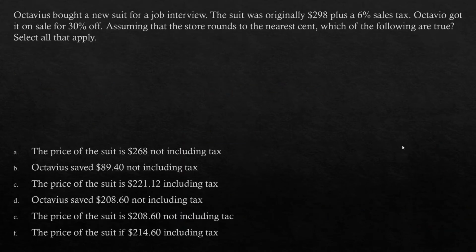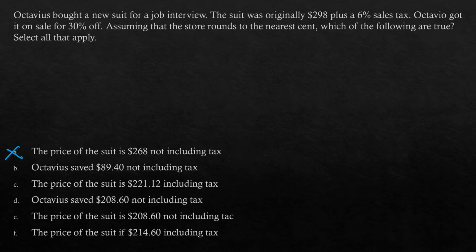Alright, Octavia bought a new suit for a job interview. The suit was originally $298 plus 6% sales tax. Octavia got it on sale for 30% off. Assuming the store rounds to the nearest cent, which of the following are true? Select all that apply. So the first thing I want to do is read through these answer choices. So the first one says that the suit is $268, not including tax. Well, that's not true because it says the suit was originally $298, so I'm not going to pick A.